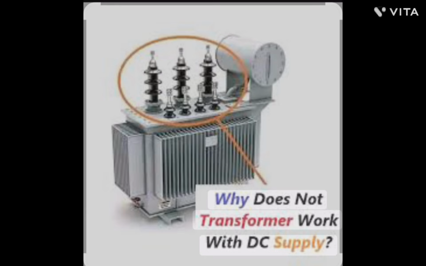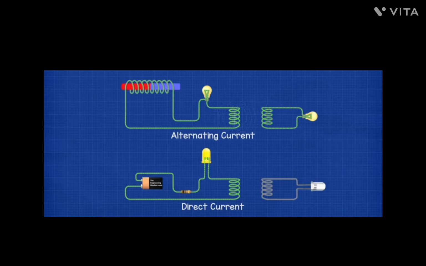Why is DC not applied to the primary winding as a power supply? Because if a DC supply is given to a transformer, the flux produced in the primary winding does not link with the secondary winding, so no EMF is induced in the secondary winding.